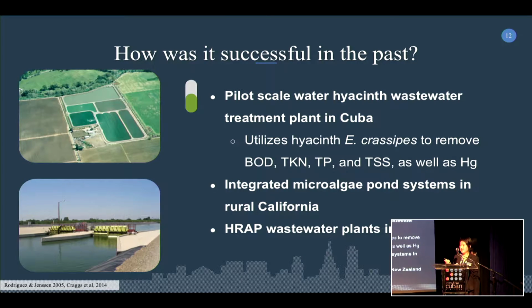It was successful in the past, not specifically for microalgae, but a biomass-based wastewater treatment plant was successful in Cuba at a pilot plant utilizing hyacinth, which is a water plant, and it incorporated BOD, TKN, which is total nitrogen, total phosphorus, and total suspended solids into its biomass, reducing eutrophication in receiving waters. And there are successful examples of integrated microalgae ponds and high-rate algal ponds in New Zealand and rural California.